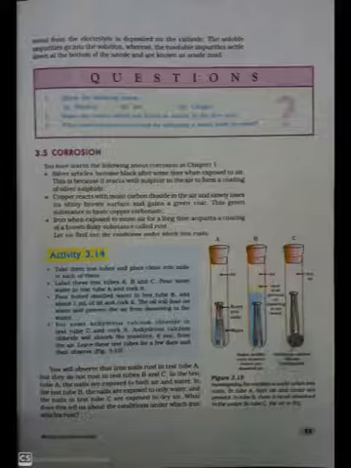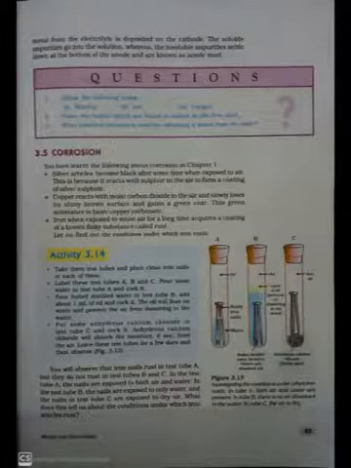Leave these test tubes for a few days and then observe. You will observe that iron nails rust in test tube A, but they do not rust in test tubes B and C. In test tube A, the nails are exposed to both air and water. In test tube B, the nails are exposed to only water, and the nails in test tube C are exposed to dry air. What does this tell us about the conditions under which iron articles rust?